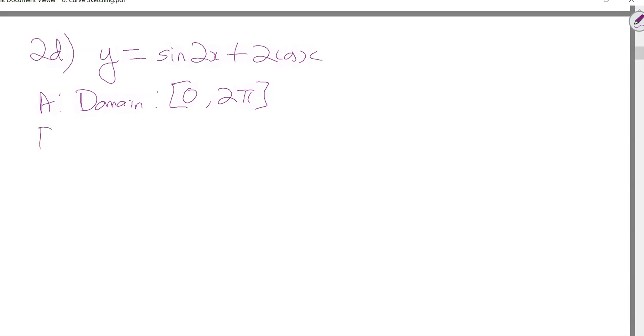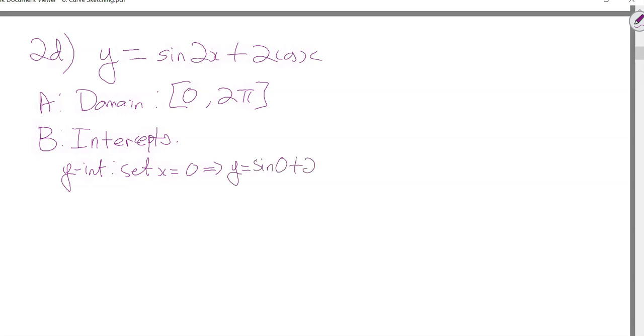Okay, intercepts. Well, let's do the y-intercept first, right? Easy one. So set x equal to 0. And what's that going to give us? y is equal to sine 0 plus 2 cos 0. What's sine 0? Let's start with the easy one. 0. What's cos 0? 1. What's 0 plus 2 times 1? 2. Okay, y equals 2. So we have 0, 2 is the y-intercept.